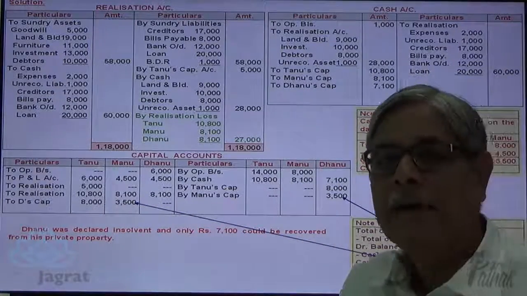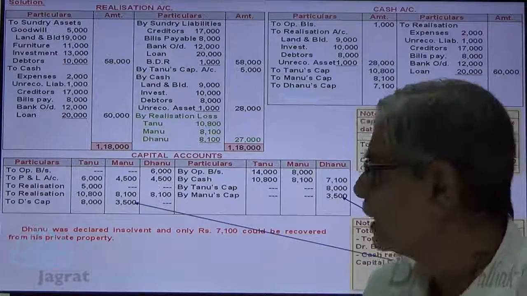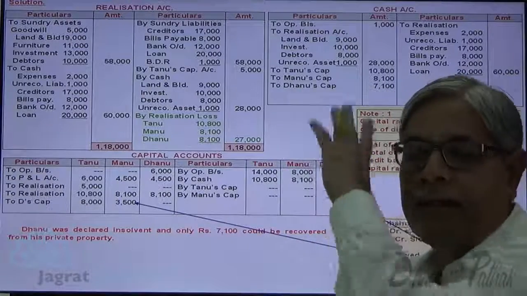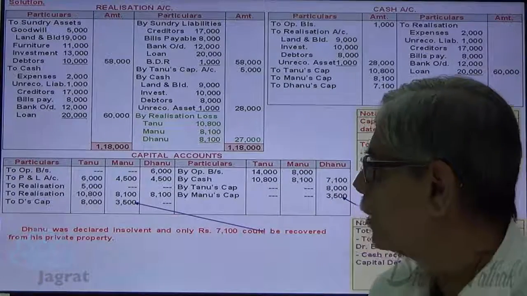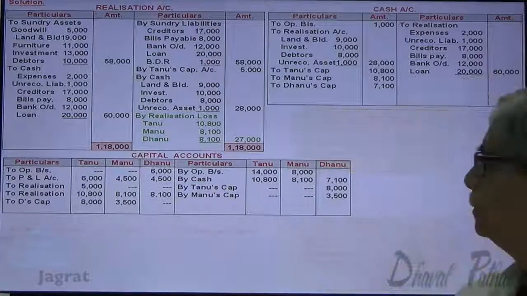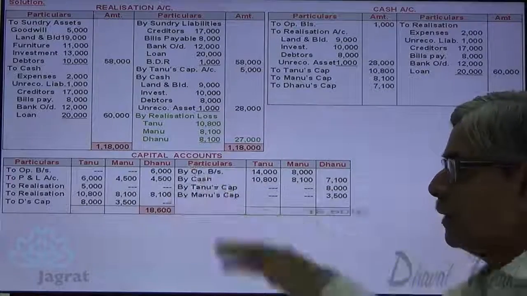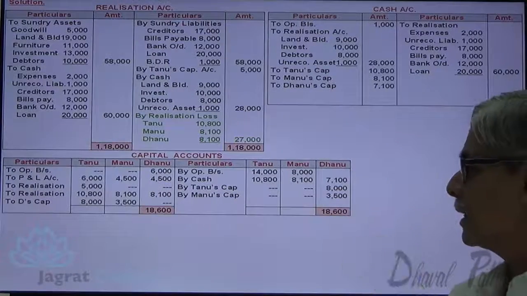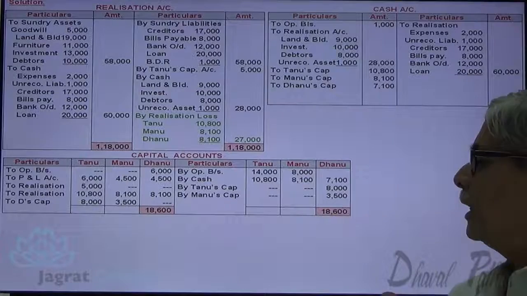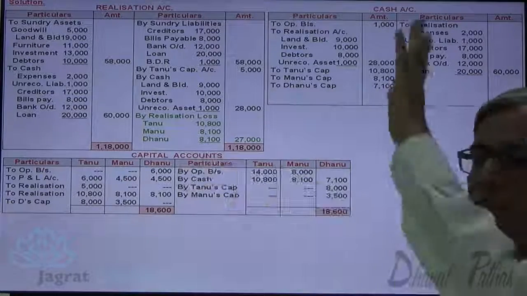Now the capital deficit is also distributed as per the decision of Garner versus Murray. By that what happens? Insolvent partner's capital account tallies. Now let us close the capital accounts. Reading the partners' capital. Look at Dhanu's total 18,600 and 18,600. 8 plus 3, 11 plus 7, 18,600. Here also 18,600.